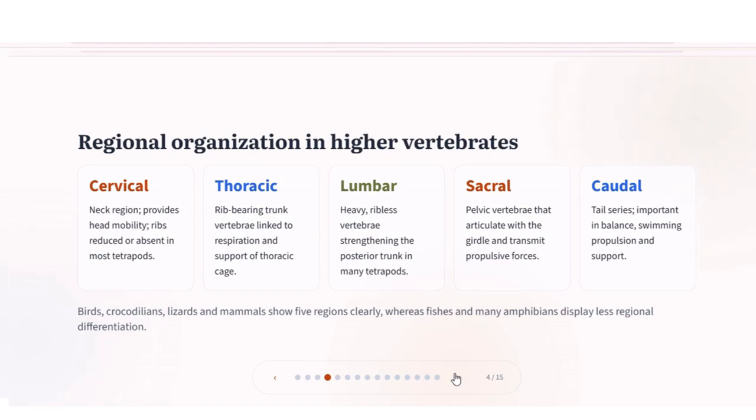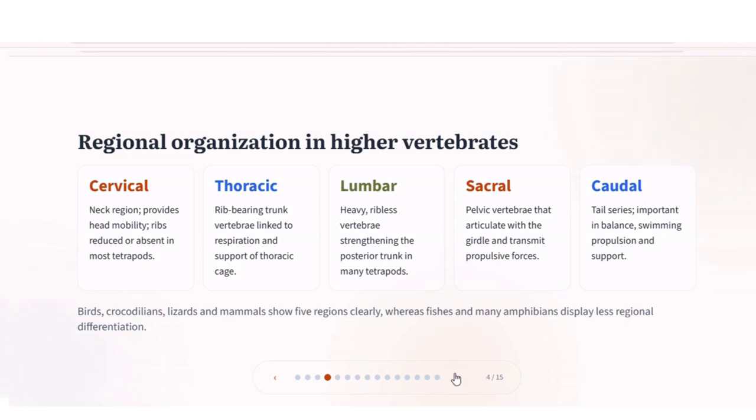Different regions of vertebrae in higher vertebrates: cervical vertebrae are the vertebrae of the neck region. These provide head mobility. Ribs are not present here in most of the tetrapods. Thoracic vertebrae are the rib-bearing trunk vertebrae linked to respiration and support of the thoracic cage. Lumbar vertebrae are the heaviest ones. These are 5 in number. These are ribless vertebrae. These strengthen the posterior trunk in many tetrapods.